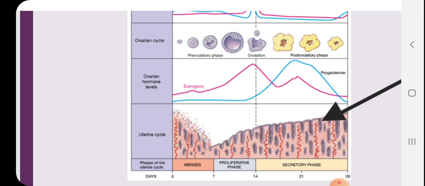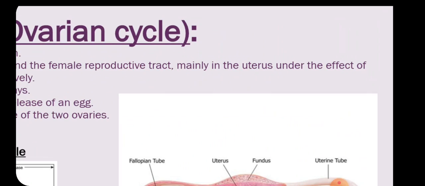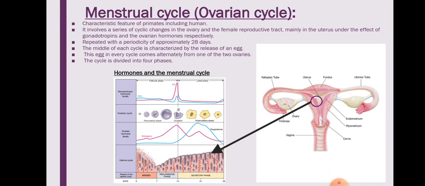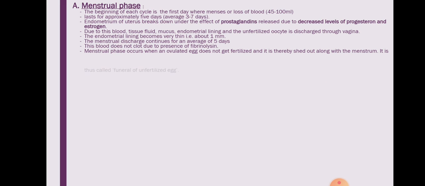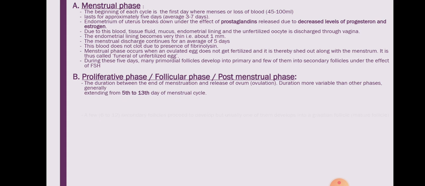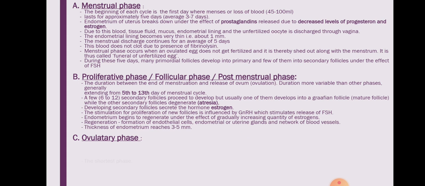Now if there is no fertilization, all this thickened endometrium will degenerate and menses will start again, starting the menstrual cycle. Then we go to the next slide. This is all the description of the different phases of the menstrual cycle, which you can refer to later for understanding.